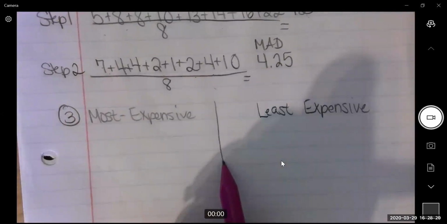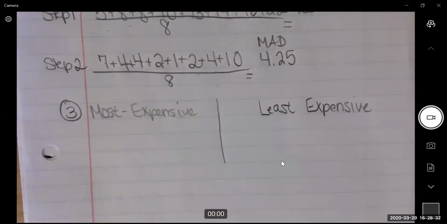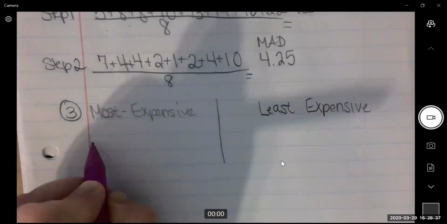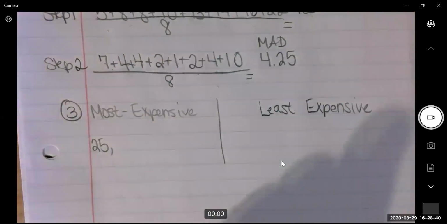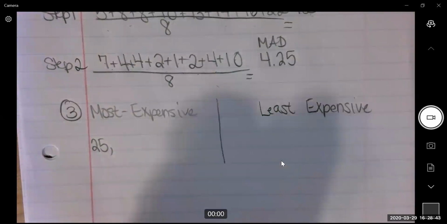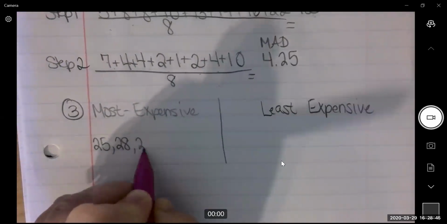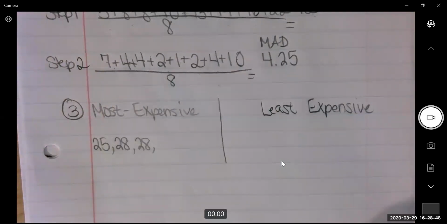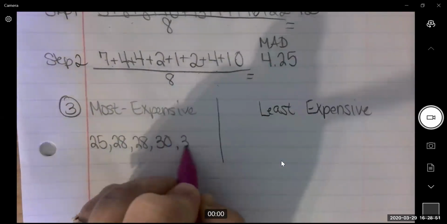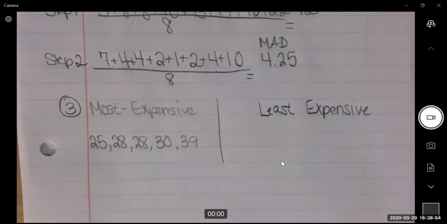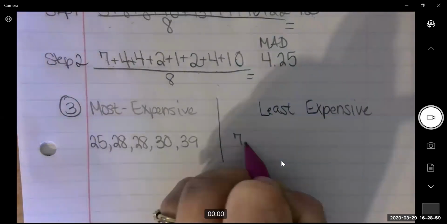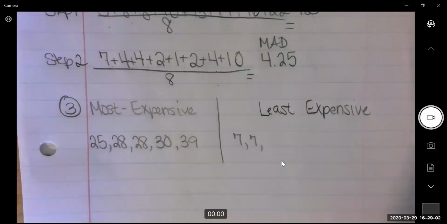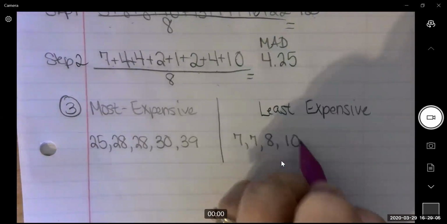Right, so if you look, these are not in order from least to greatest. If I look at the 5 most expensive dishes, out of those 5, the least would be 25, then 2 28s, then we have a 30 and a 39. Okay, and then the least expensive dishes, let's put those in order from least to greatest. We have 7, 7, 8, 10, and 12.